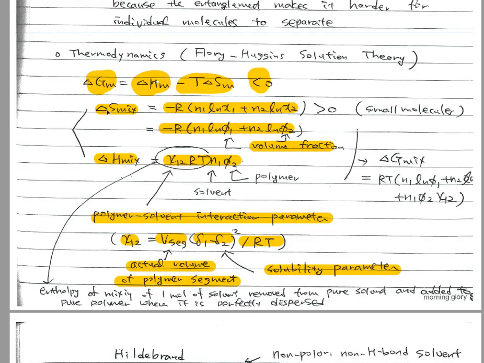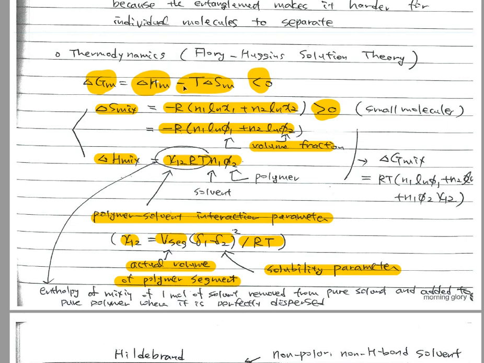So we already have learned about this delta S mix from physical chemistry class. We know that delta S mix is always positive, right? Because there's a minus sign here, and these are basically fractions, mole fraction or volume fraction, okay?